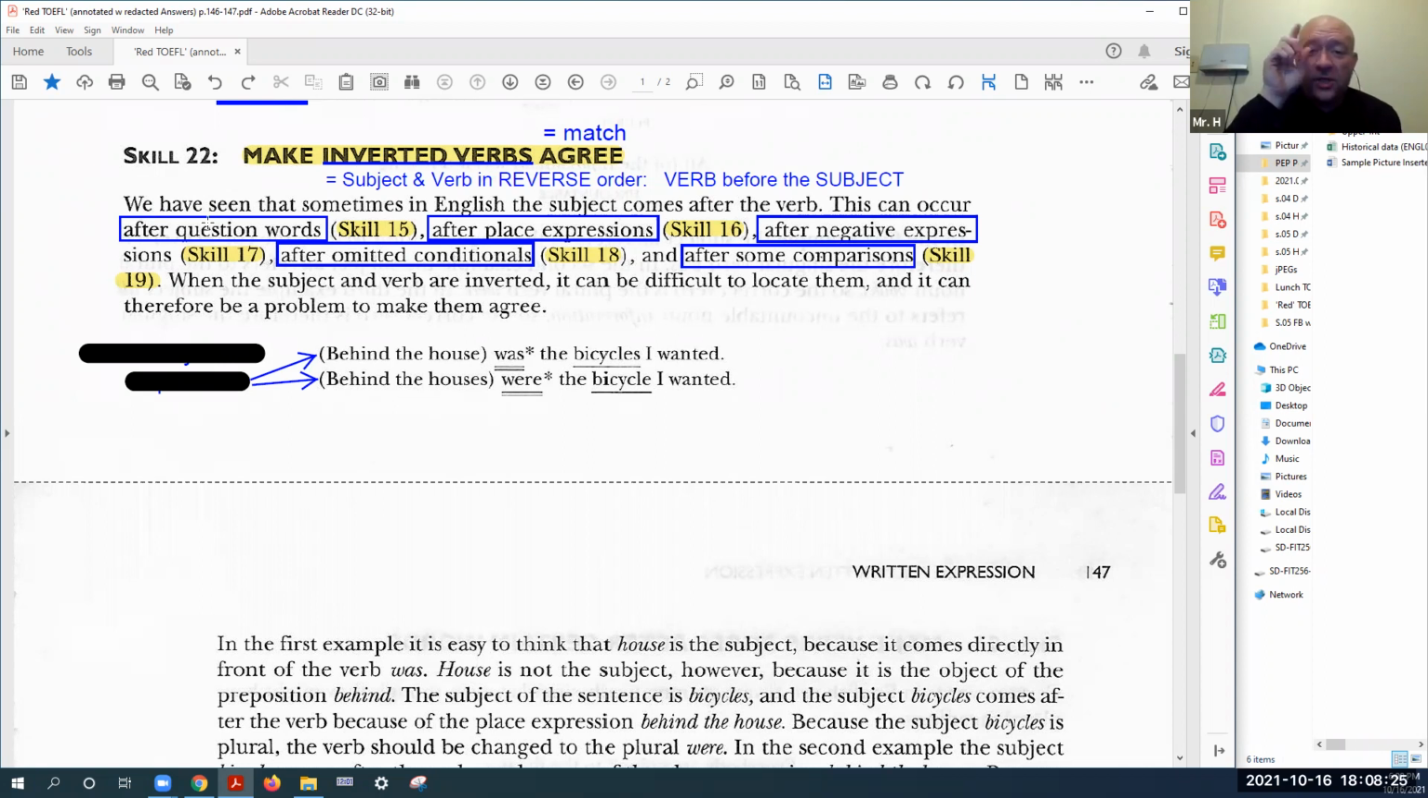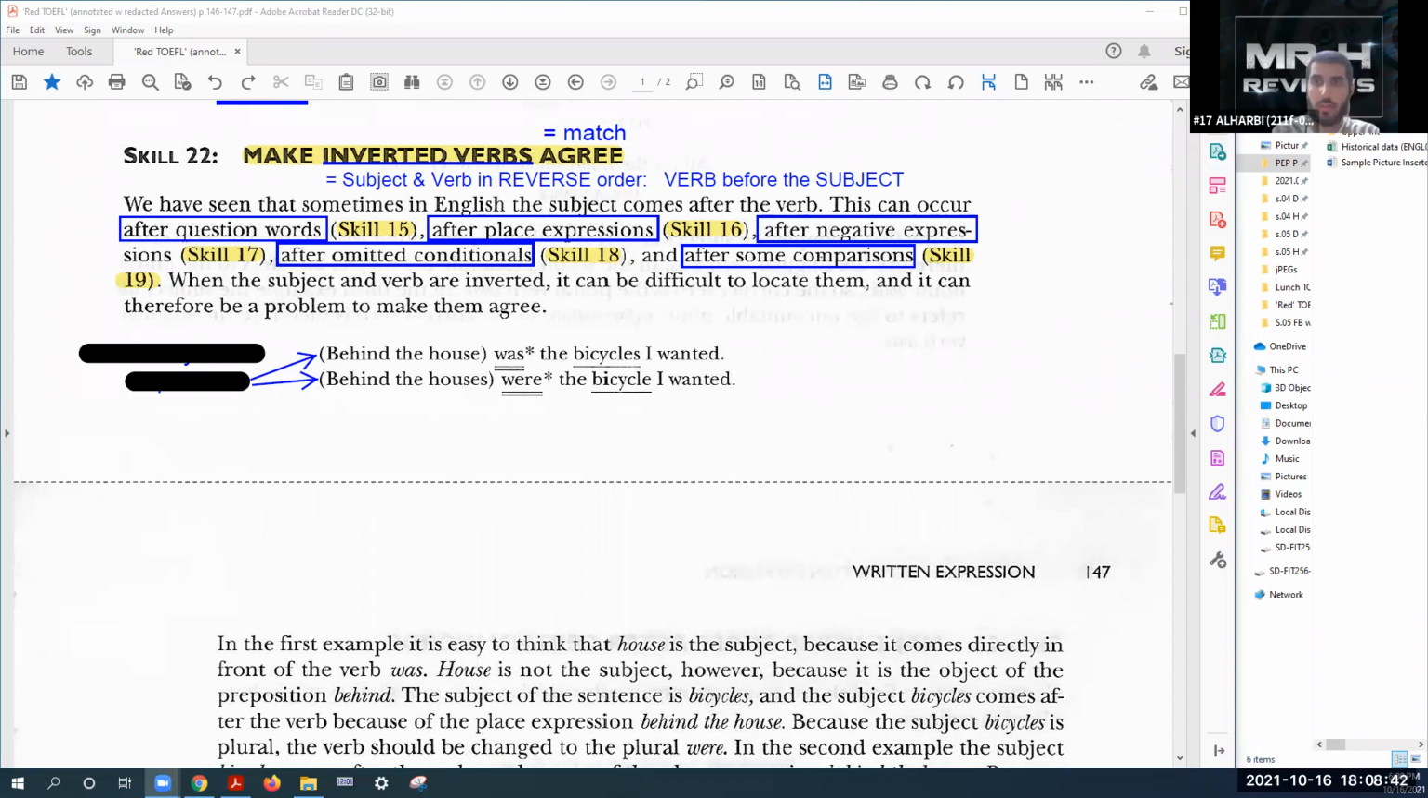Remember in that skill I told you about the question word. If the question word starts a question, I gave it a name. I called it a question starter, right? Like what? So if it starts a question, what happens? We invert, right? We switch. And that is skill 15.